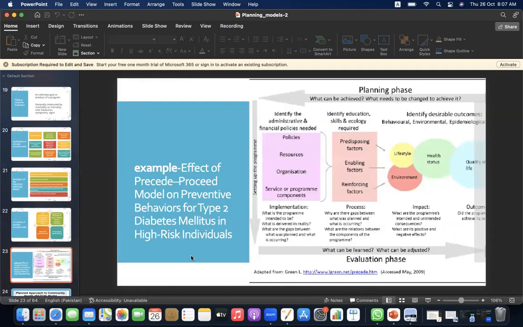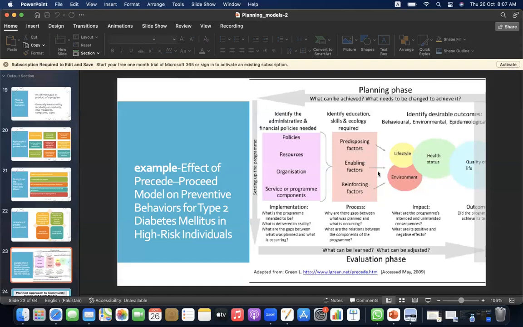We can understand this model better by quoting an example here: the effect of the PROCEED model on preventive behaviors for type 2 diabetes mellitus in high-risk individuals. This is an example that can help us understand better what the PROCEED model is. There's a planning phase, there's an evaluation phase, and then we'll be implementing all those phases, and we can understand better the concept of the PROCEED model.